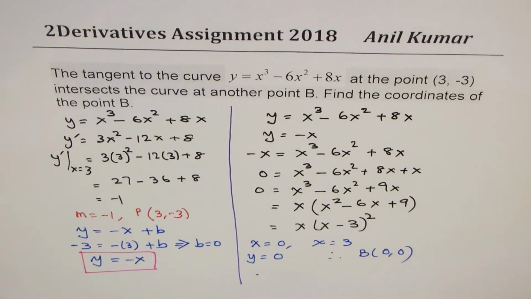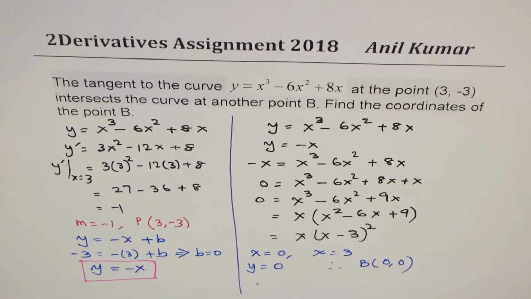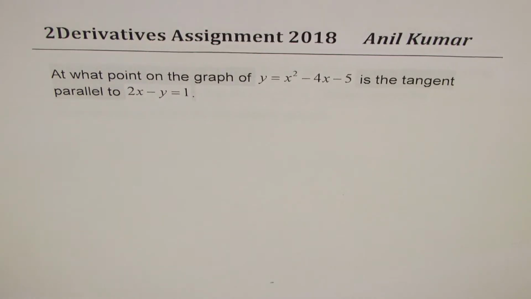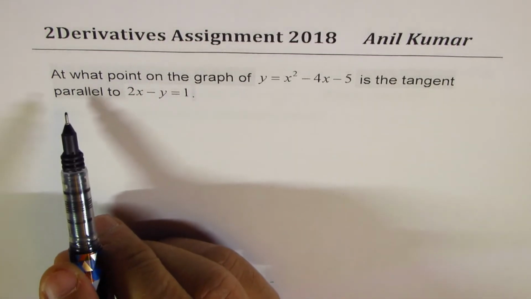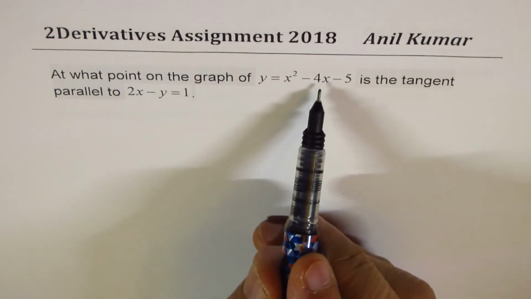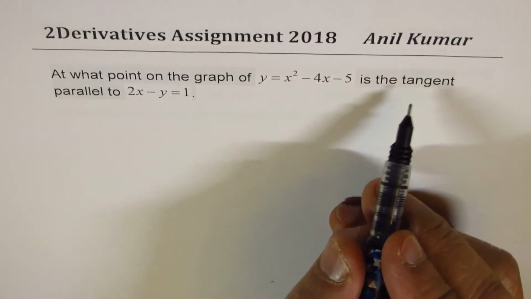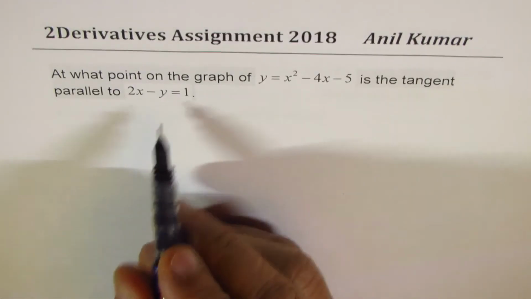Okay, let's move on, and we are now going to take the 2 application questions. Well, here is another question based on tangents, and then we'll take the application questions. The question is, at what point on this graph is the tangent parallel to the given line, right? So these are standard questions. So let's take the slope of the given line.